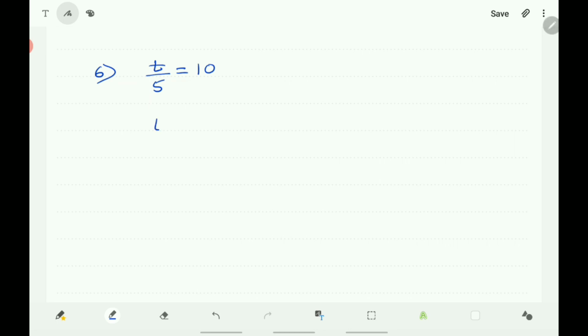It becomes t is equals to, you know that actually t by 5, if it is multiplied by 5, becomes 5 into t by 5, that is equals to 5 into 10. You know that this cancels. T is equals to 50 you can write. So here directly you can transfer. That is nothing but cross multiplication you can do. T is equals to, directly you can write 10 into 5.